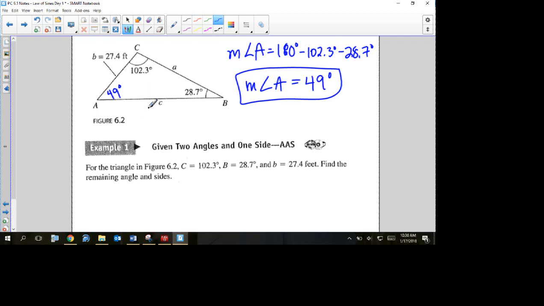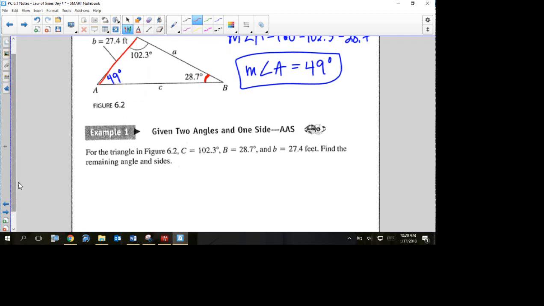What pair am I talking about? Which angle and side am I talking about, if I know the angle and the side opposite? B. I know B, the angle and the side. So I'm going to be starting my law of sines with sine of angle B divided by b. So I have sine of 28.7 degrees divided by 27.4 feet. That's sine of angle B divided by little b. That is equal to, we can do sine of A over a, or we can do sine of C over c. We're going to have to do both of them eventually, but we do A.